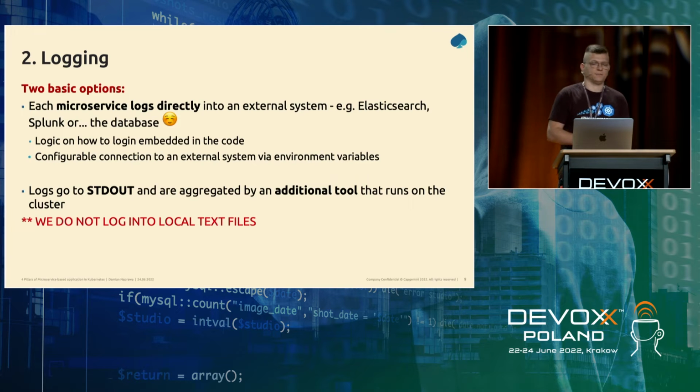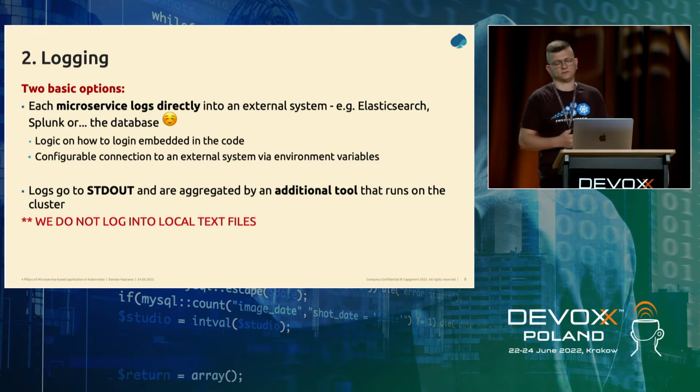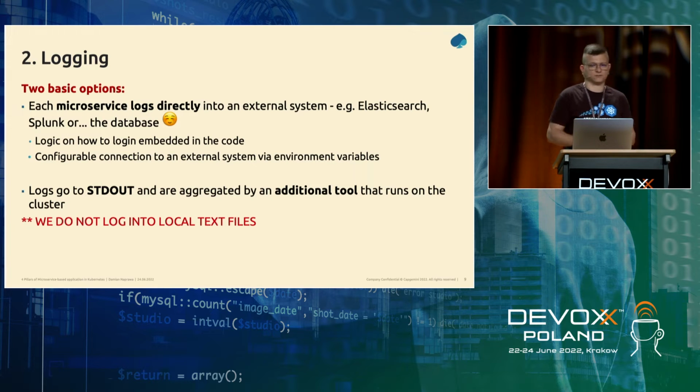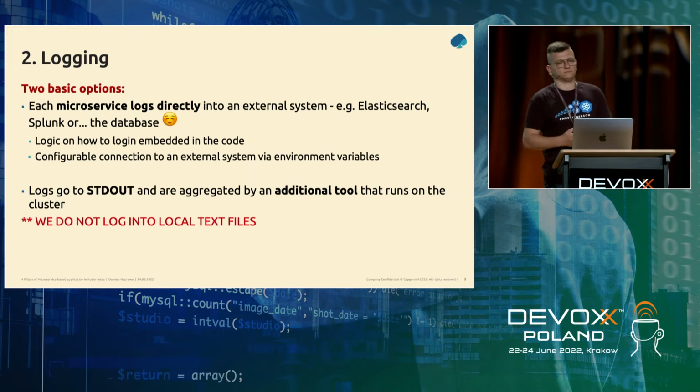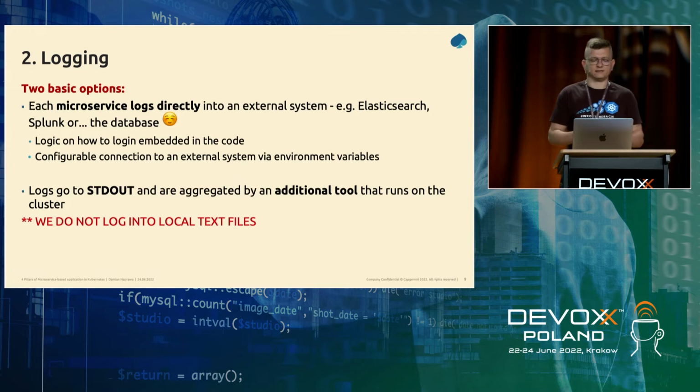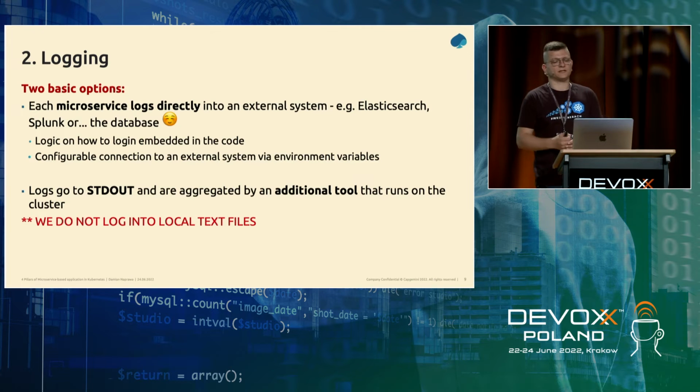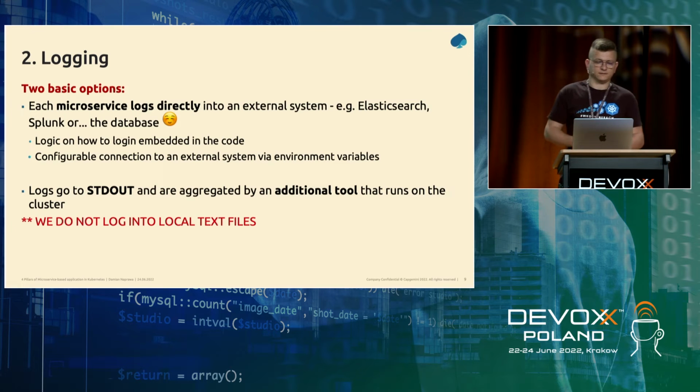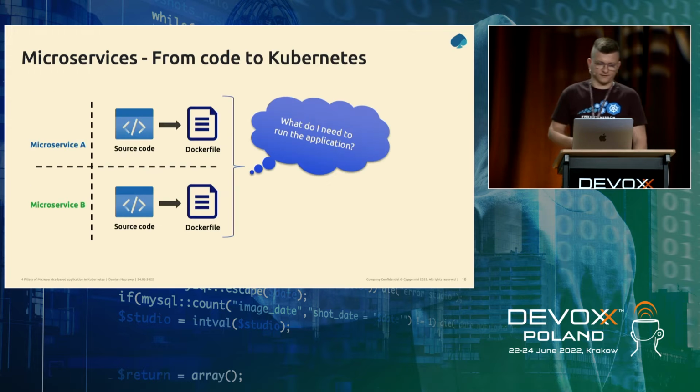Why? Because this is how we should change our mindset when it comes to containers and Kubernetes. Containers can be in our system for seconds, and they can be gone anytime. So this is something ephemeral. You shouldn't keep it as a constant thing like we keep VMs, for instance, right? So we should not log into local text files.